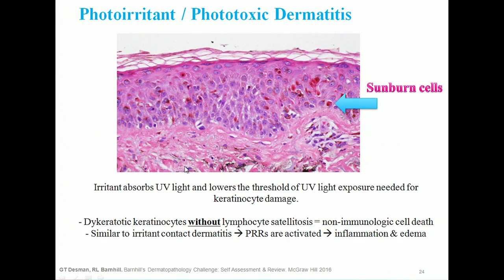If you look at photoirritant or phototoxic dermatitis, this is basically when an irritant absorbs UV light and lowers the threshold for UV light exposure needed for keratinocyte injury. You can see here within the epidermis, there's scattered necrotic keratinocytes throughout. And if you notice, there's no lymphocyte cytolytosis. Lymphocytes are not in direct apposition to the necrotic keratinocytes, and that basically implies that the necrosis is not due to an immune response. It's metabolic, okay? And what happens is these necrotic keratinocytes will release DAMPs, which will activate the innate immune response, with essentially an identical picture to irritant contact dermatitis.